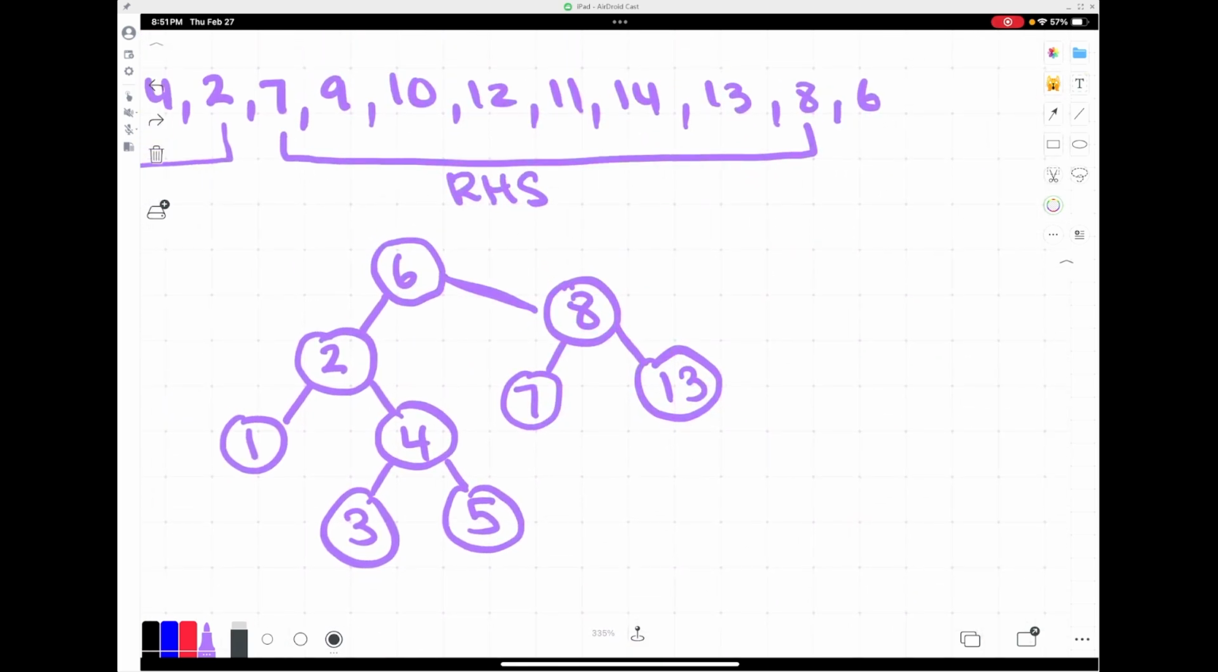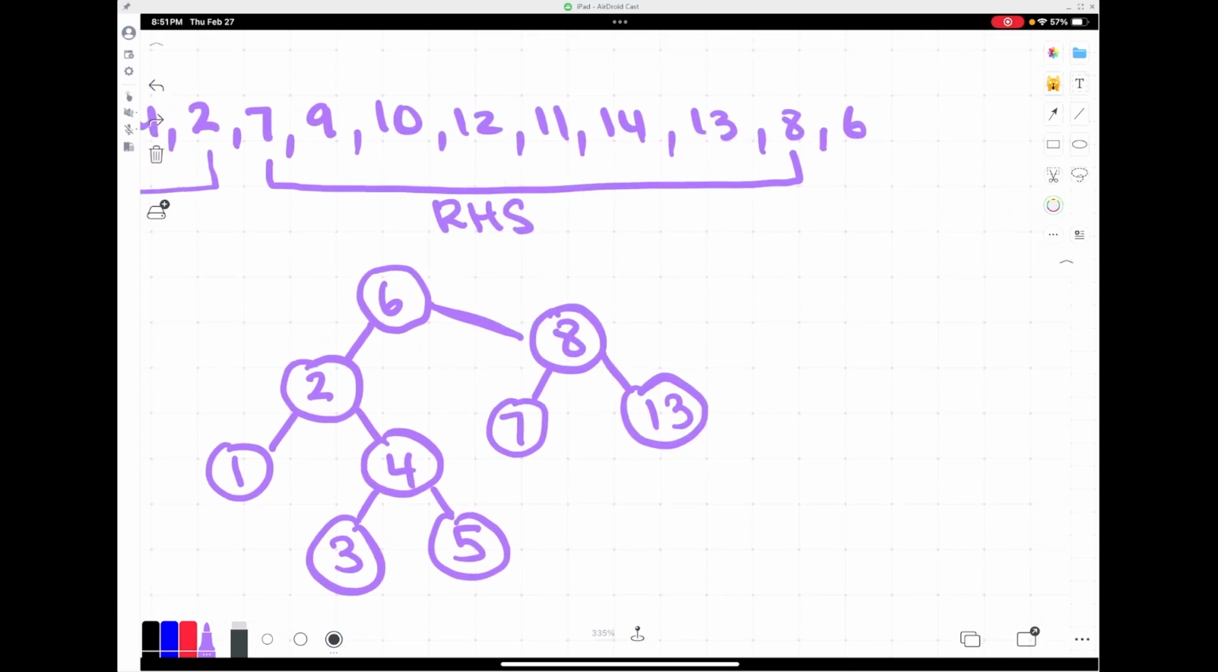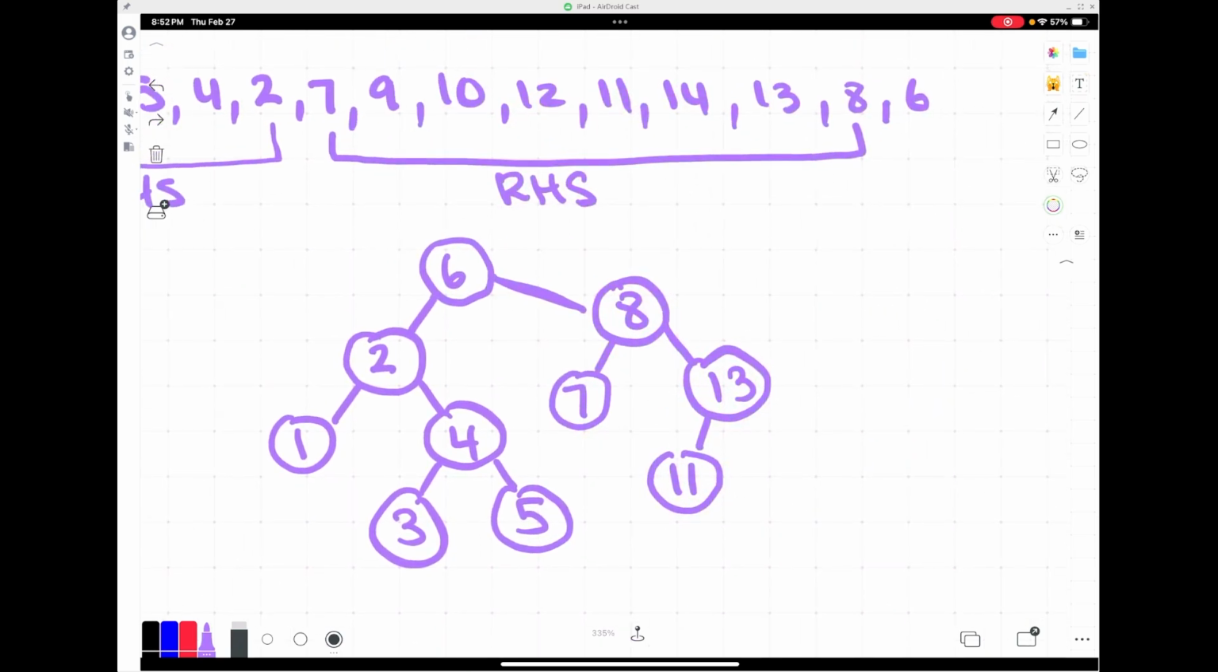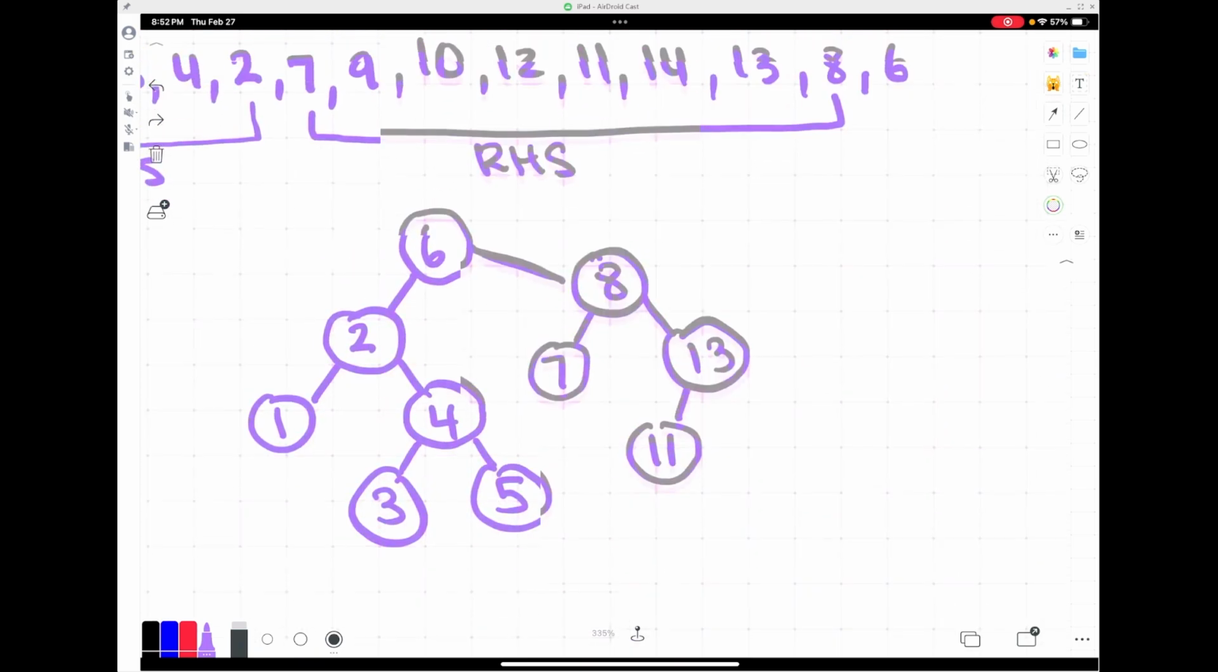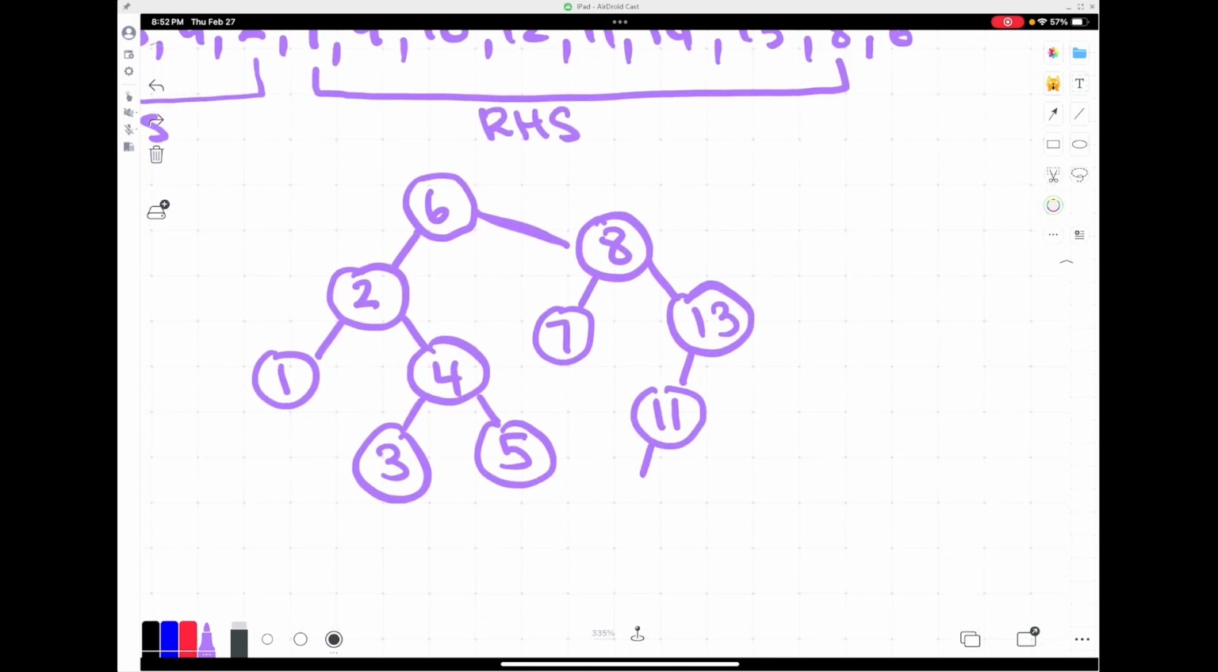And then what is less than 13? We have 9, 10, 12, and 11. But because 11 is at the very end, we'll do it first. Now, what's less than 11? We have 9 and 10. But because 10 is at the very end, we'll do it first.